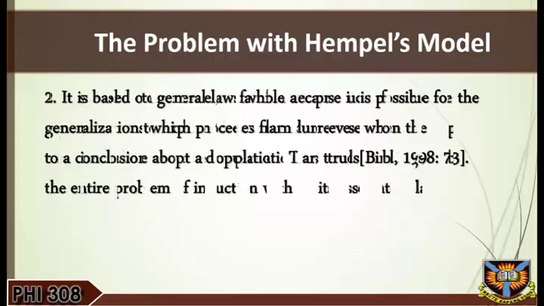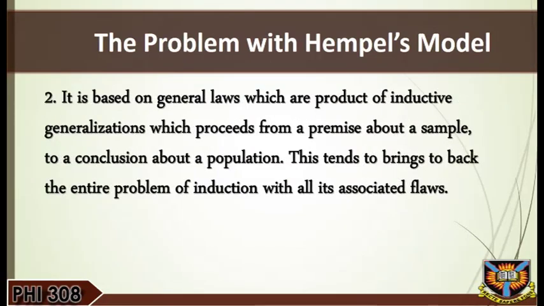Again, Hempel's model is based on general laws which serve as covering laws, that is, the explanans, with which the antecedent condition explanandum is explained. These general laws themselves are products of inductive generalizations which proceed from a premise about a sample to a conclusion about a population. This tends to bring back the entire problem of induction with all its associated flaws.